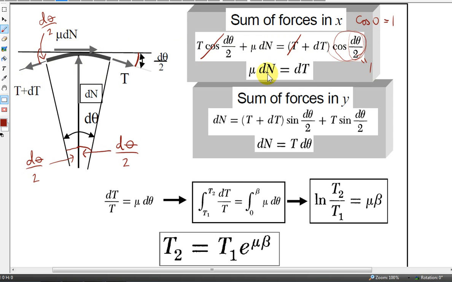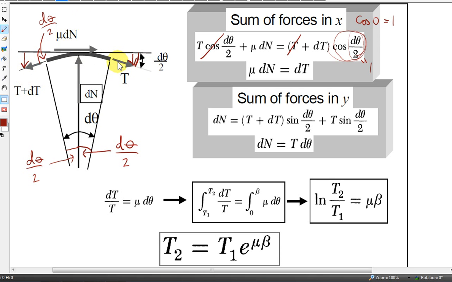So we end up getting mu times dn equals dt. Now let's look at the sum of the forces in the y direction. Well, mu dn has no component in the y direction, so we can forget about that. dn is pointing upwards, so that force must equal the vertical components of these two forces. These vertical components are pointing downwards. So the upwards vertical components must equal the downwards vertical components.